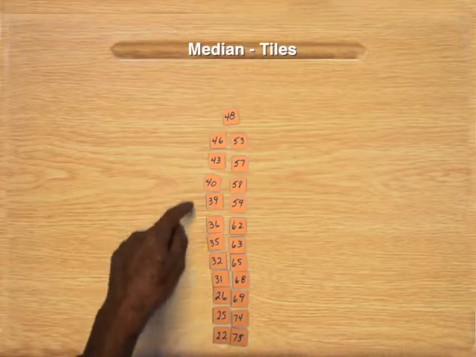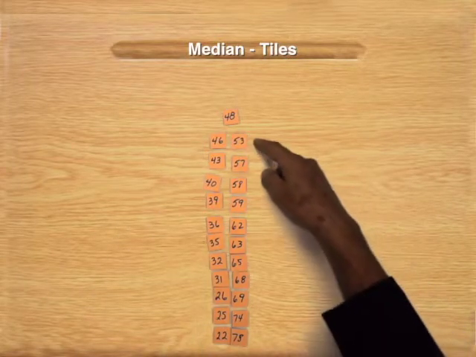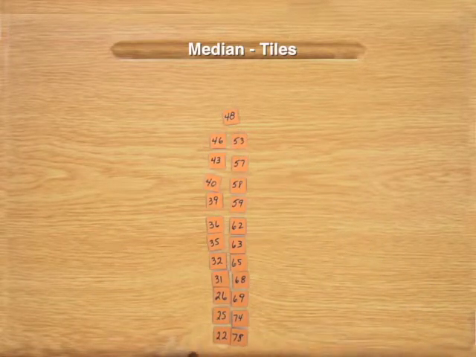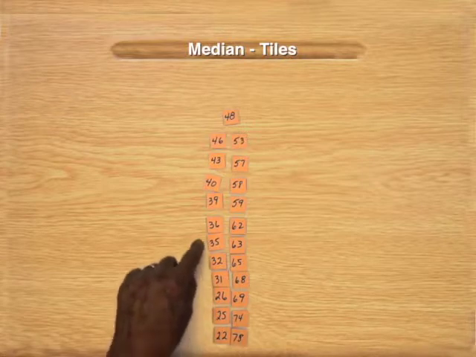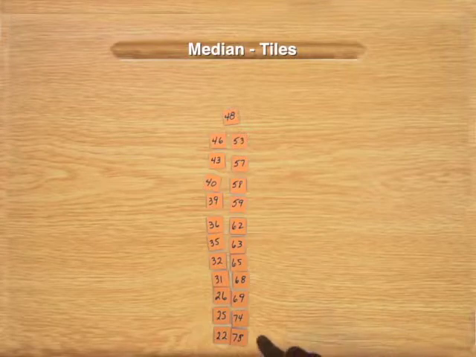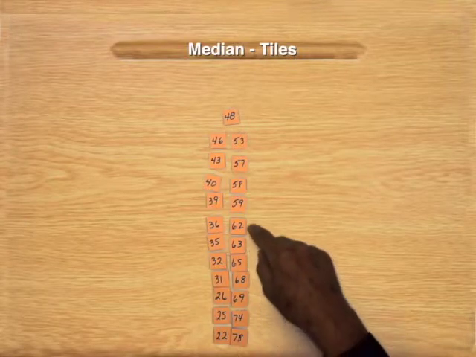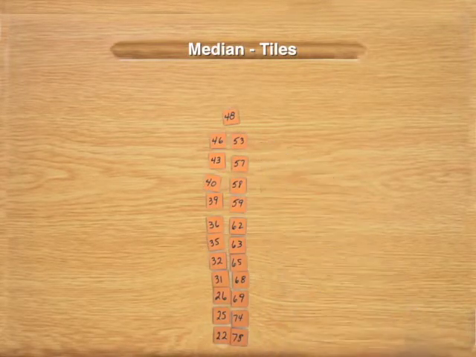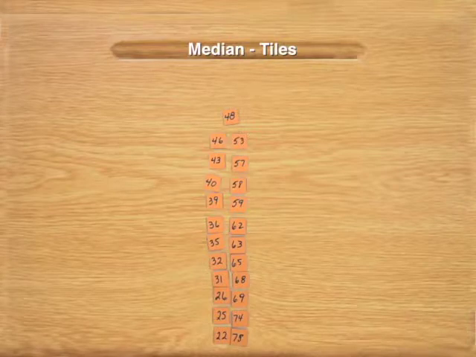Here are all the lower numbers than 48. Here are all the numbers that are higher than 48. There are 1, 2, 3, 4, 5, 6, 7, 8, 9, 10, 11 numbers lower than 48. 1, 2, 3, 4, 5, 6, 7, 8, 9, 10, 11 numbers higher than 48. So 48 is the middle number.